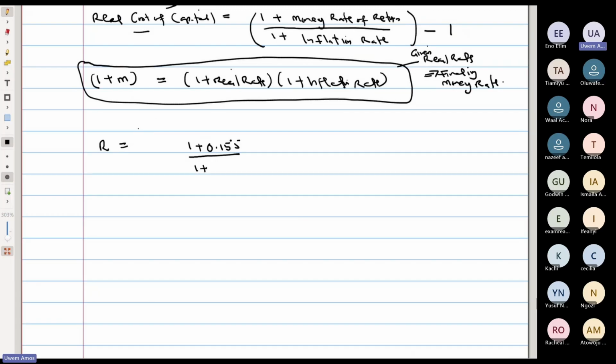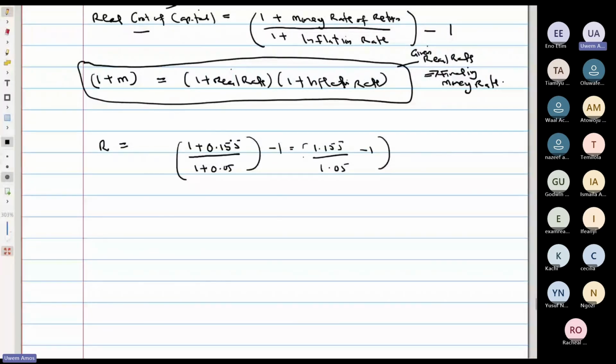Which is 0.05. So whatever you have, minus 1. So what is our real rate? 1 plus 0.155 is 1.155. 1 plus 0.05 is 1.05, minus 1. Whatever you have, to get it back to percentage, you just multiply by 100. So what do we have?